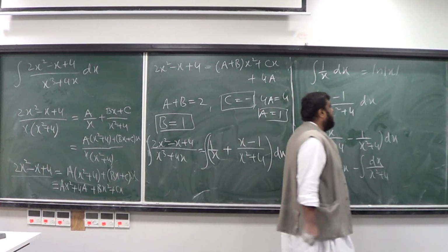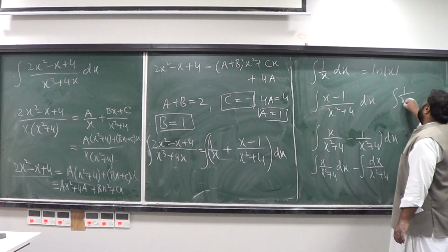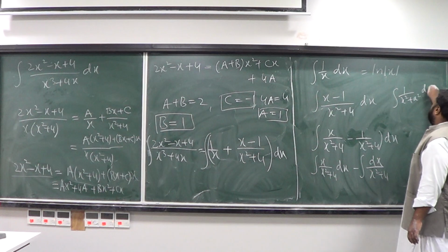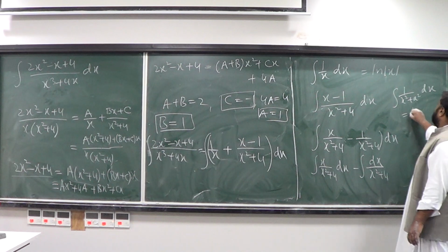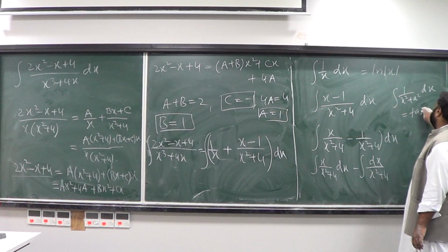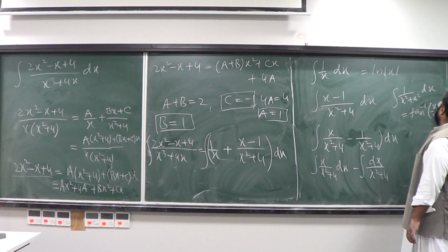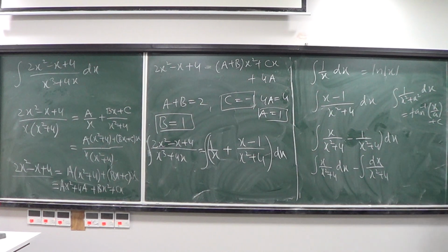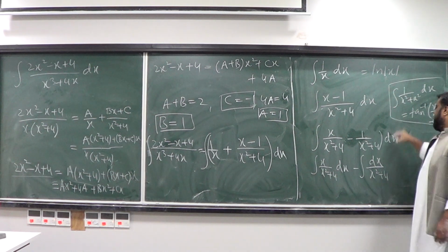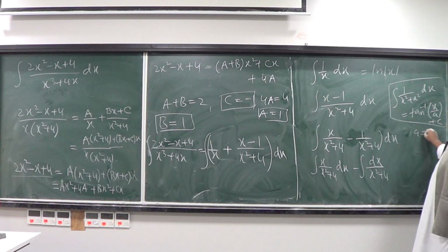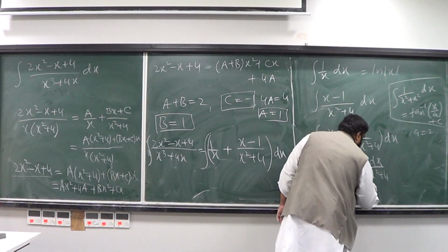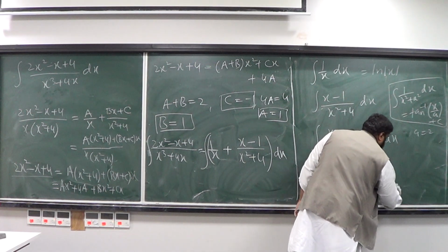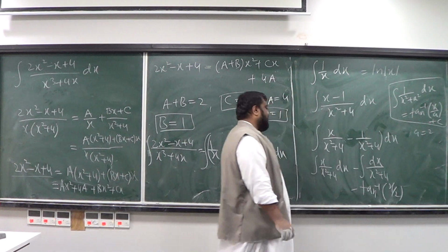The second integral is simple because we know the integral of 1 over (x² + a²) dx. What is the integral of this? It is tangent inverse of x upon a plus a constant. See, we know it. So here, if you compare this second integral with that form, your a is 2. So therefore, this will become tangent inverse of x divided by 2.